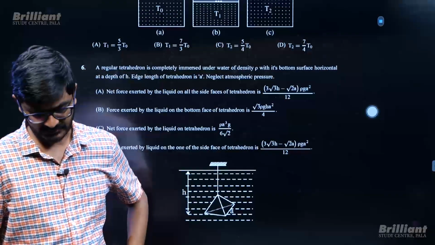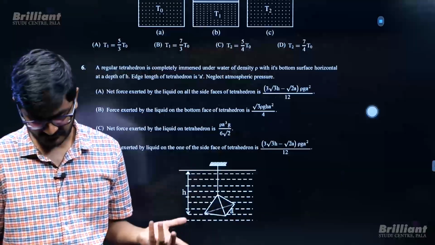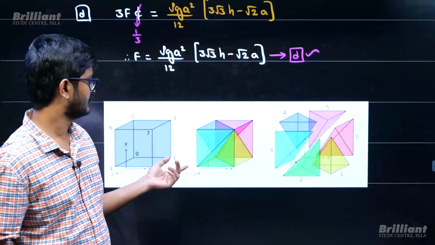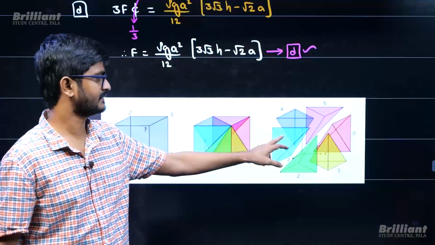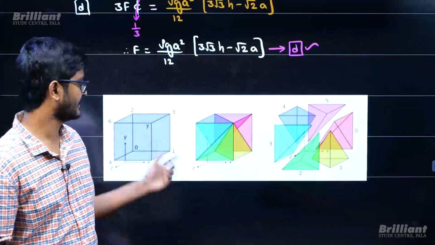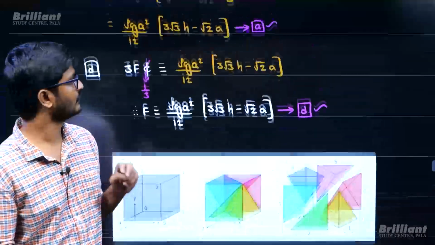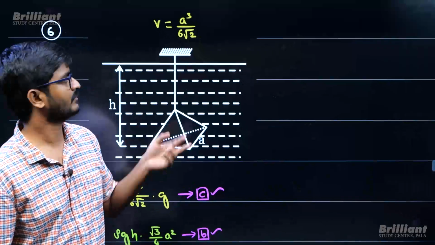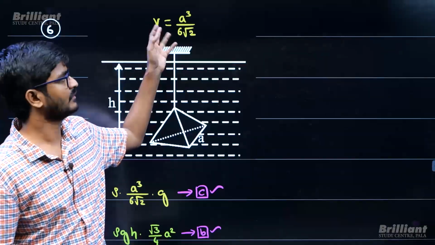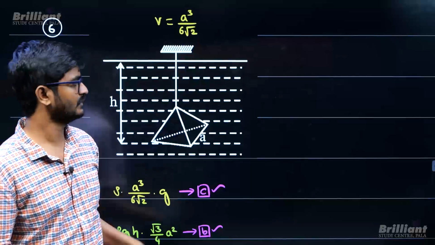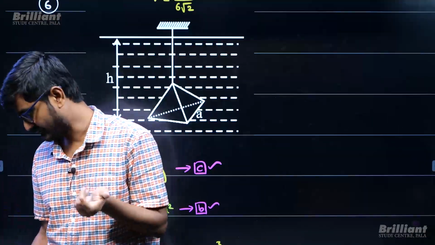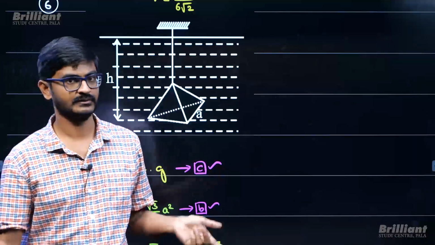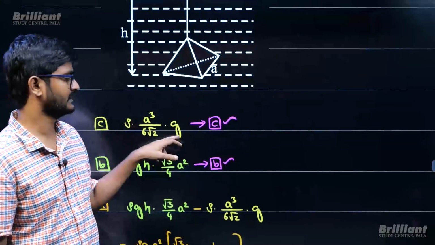In the next question, there is a regular tetrahedron which is completely immersed. The first thing is, 6 tetrahedrons will be making one full parallelepiped. So the volume of a tetrahedron will be 1/6 of the volume of the parallelepiped. Volume of tetrahedron will be a cube by 6 root 2. Once you know that, if you want to find the net force because of water, it will be given by density of the liquid into volume submerged into g.